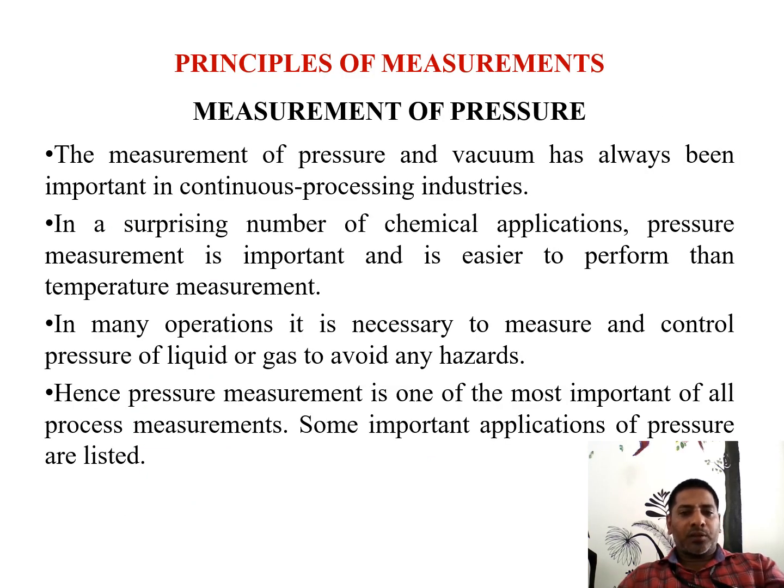The principles of measurement and the measurement of pressure. The measurement of pressure and vacuum has always been important in the continuous processing industries like chemical industries. In a surprising number of chemical applications, pressure measurement is important and easier to perform than temperature measurement. In many operations, it is necessary to measure and control the pressure of liquid or gas to avoid hazards. Hence, pressure measurement is one of the most important of all process measurements, and some of the important applications of pressure are listed here.